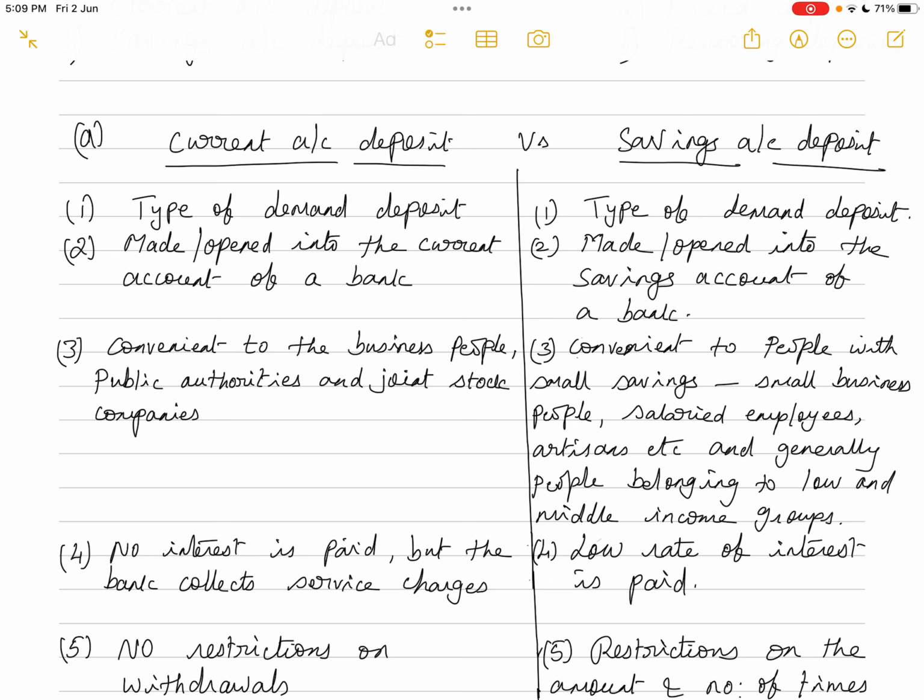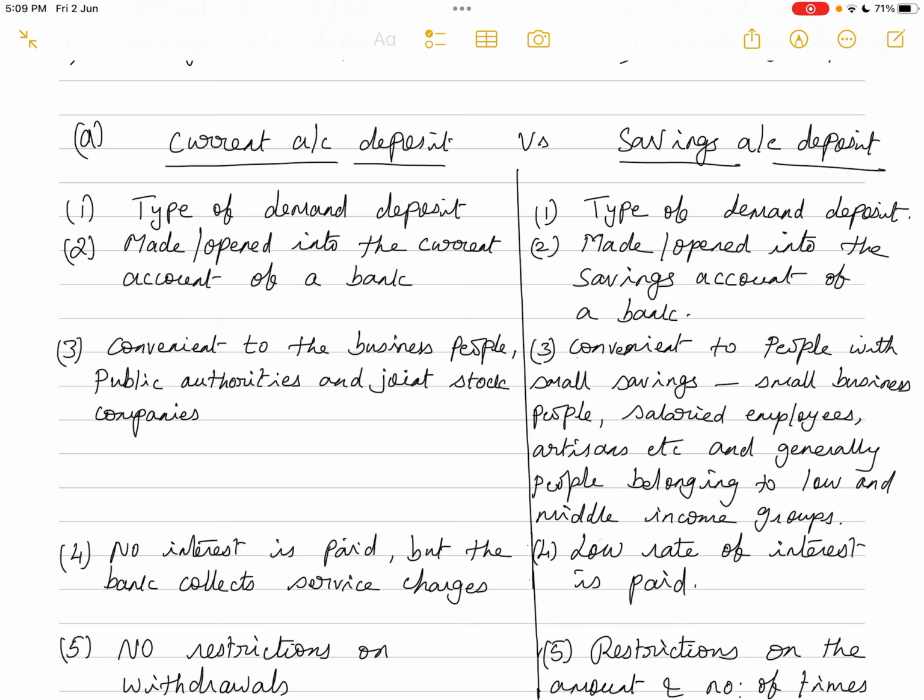So the middle and low income groups, if the bank wants to develop the habit of thrift, okay, so this is mostly convenient to small, middle and low income groups like small business people, salaried people, artisans, etc. That's why generally people belonging to low and middle income groups. Okay, now as far as the current account deposit is concerned, no interest is paid. See, normally when we deposit our money in the bank, the bank pays a rate of interest, but as far as the current account is concerned, the bank does not pay any interest to the current account holder.